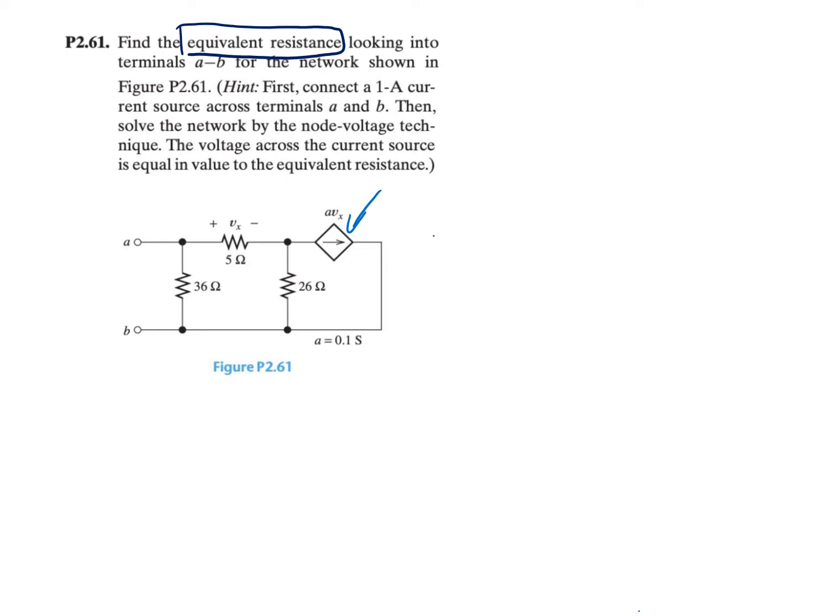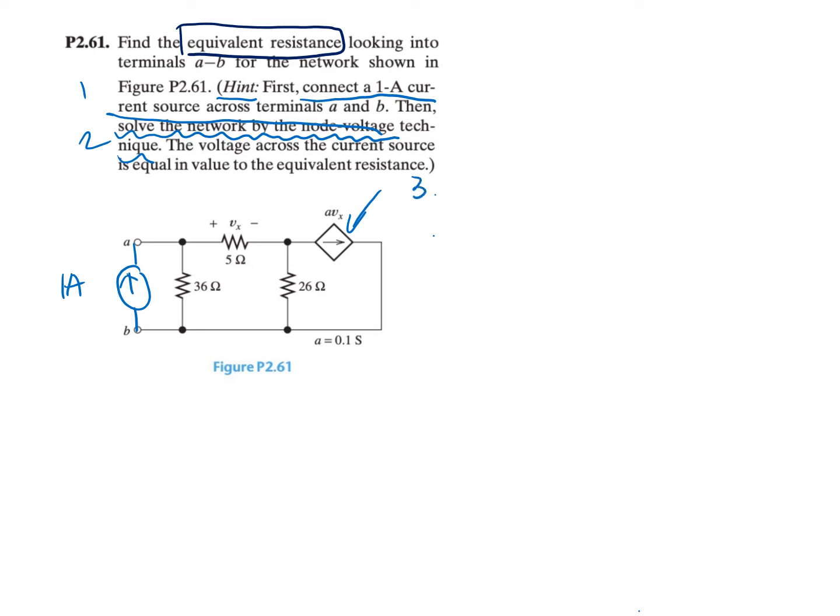But don't worry, we have a hint. We can see that first we can connect a 1 amp current source across terminal A and B. So we can connect a 1 amp current source here. And then we are asked to solve the network by the node voltage technique. So our second step is to use the node voltage technique to solve the network.